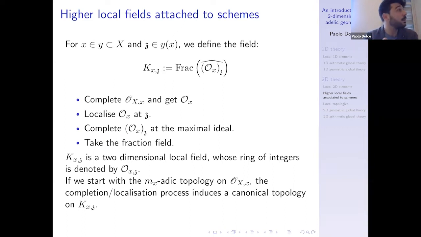But again, just to be precise on this, local fields arising from geometric objects, so couples of points and curves, have a canonical topology. In general, if you take higher dimensional local fields, the topology depends on the isomorphism with the table I showed earlier.